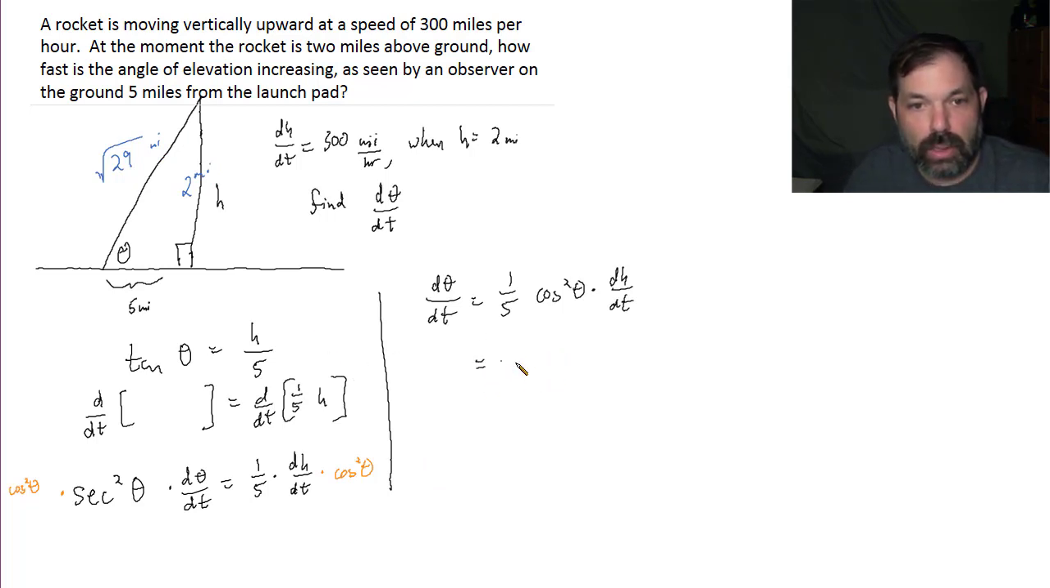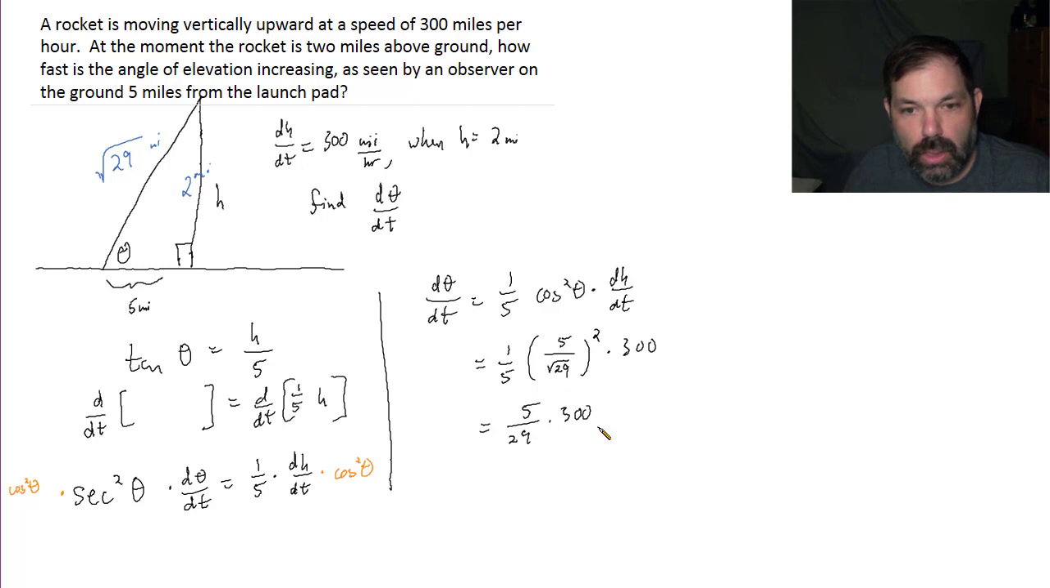All right, so then dθ/dt is 1/5 cosine theta squared. The cosine would be 5 over root 29, and we need to square that. That would be in terms of miles over miles, so the miles reduce out. And then dh/dt is 300. So then 5 squared is 25. Reduce that out with one of the 5s. So that would be 5 over 29 times 300. So that would be 1500 over 29.